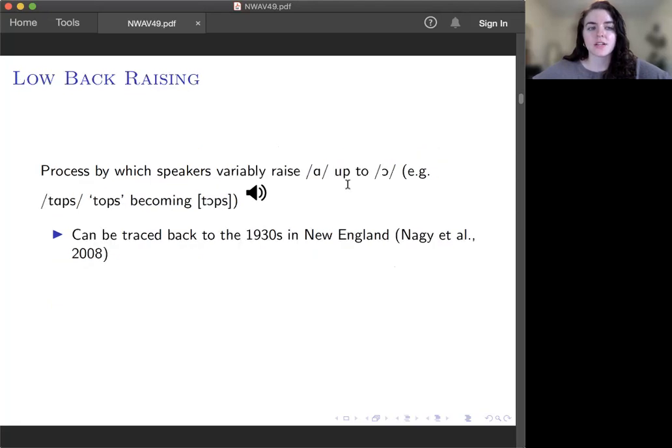Our second feature is another feature of New England English, and this is low back raising. This is the process by which speakers will variably raise the low back A up to open O, which you might get in a context like this. Tops. In the example tops. This can be traced back to as early as the 1930s in the Boston area.